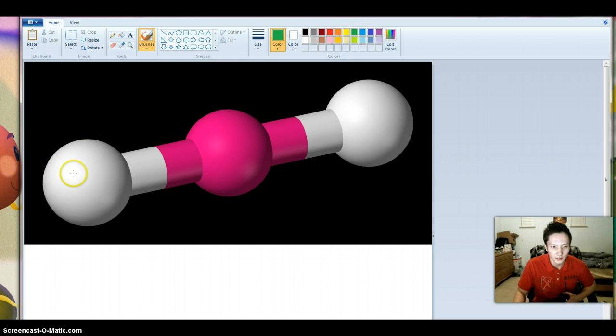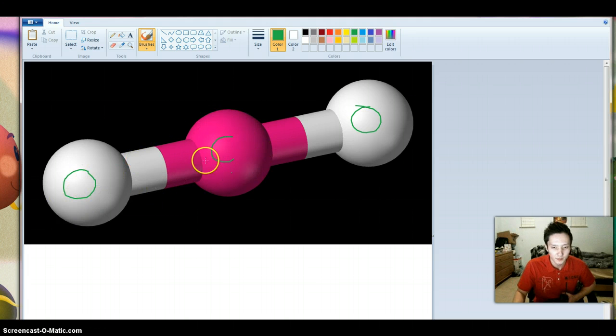All right, so if this was a hydrogen atom, and this was, no, let's not make it hydrogen. Undo is Control Z. Okay, if this was an oxygen atom, and this was a carbon atom, let's just take a look at these two guys over here.